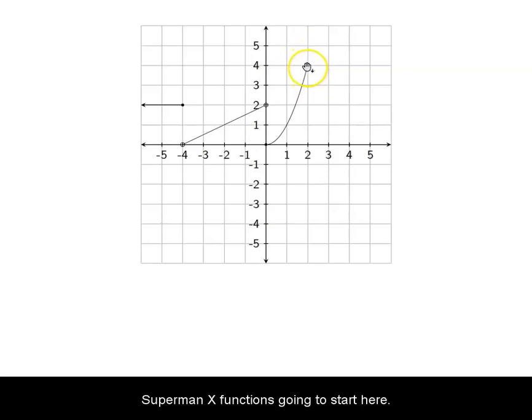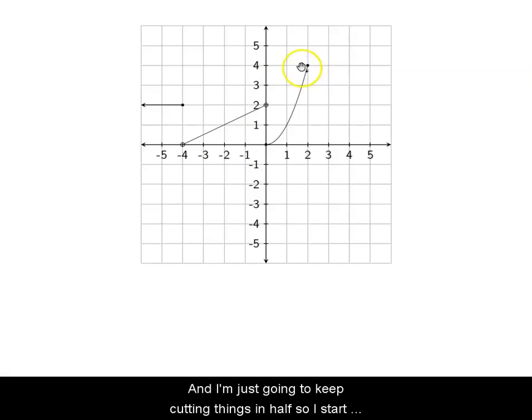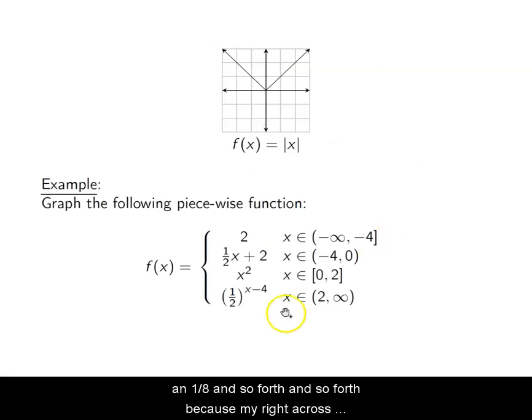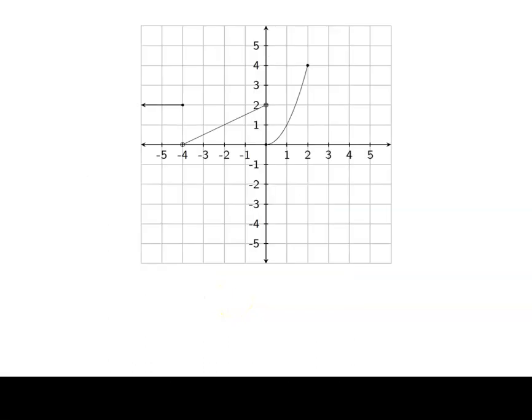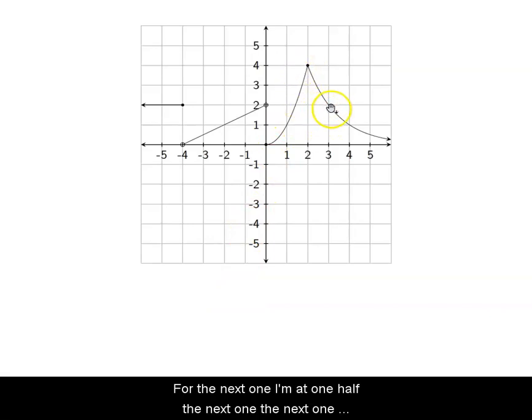So for my next function, it's going to start here, and I'm just going to keep cutting things in half. I start at 4, and then the next one over, I'm half of that, so I'm at 2. The next one over, I'm half of that, so I'm at 1. The next one over, I'm at 1/2, and then a quarter, and then an eighth, and so forth, because my rate of growth here is 1/2. Every time I have a previous value, I'm cutting it in half for the next value. So it's a decreasing exponential function.